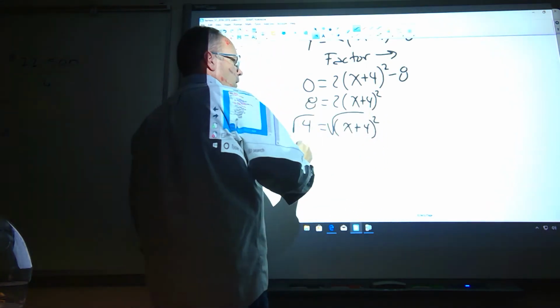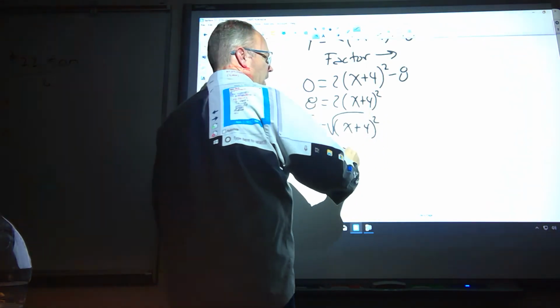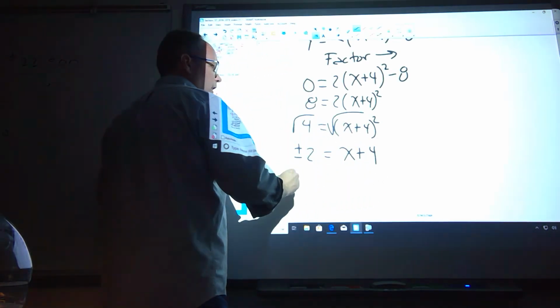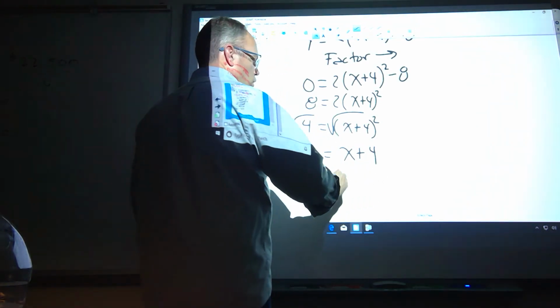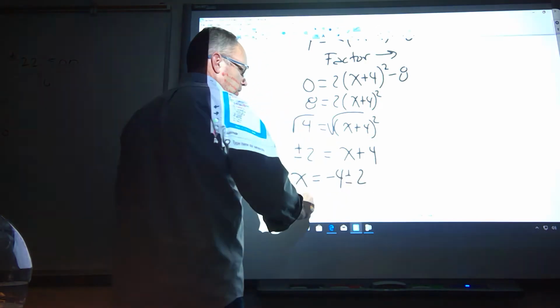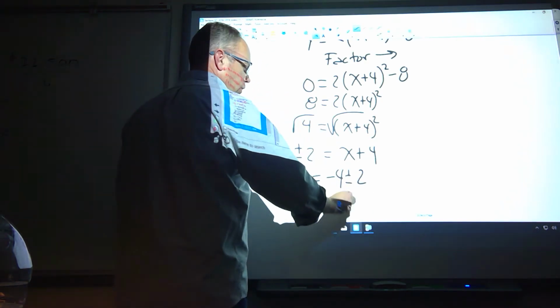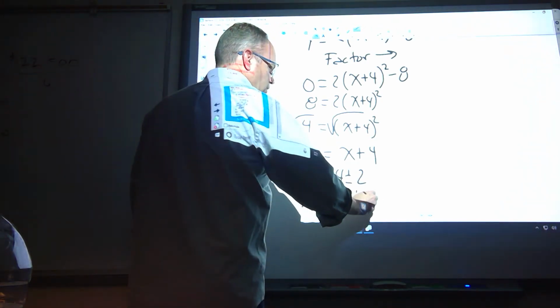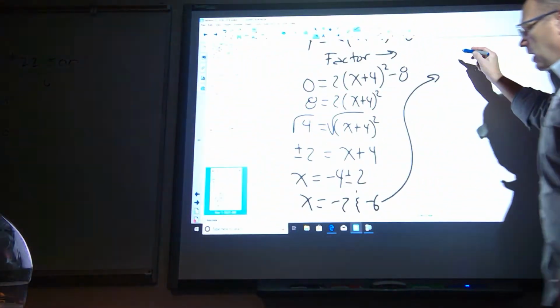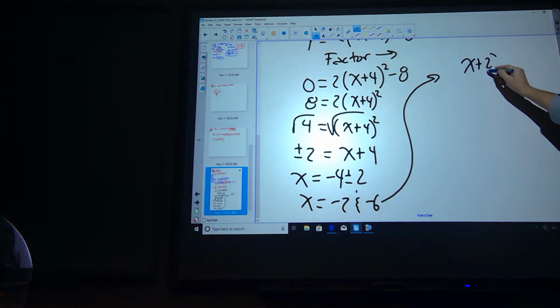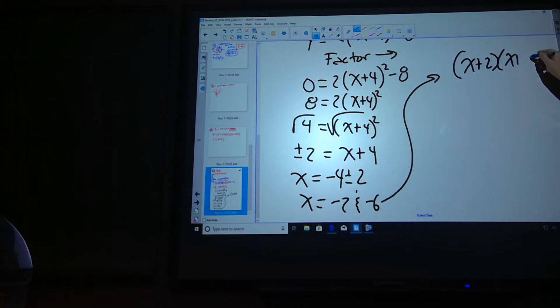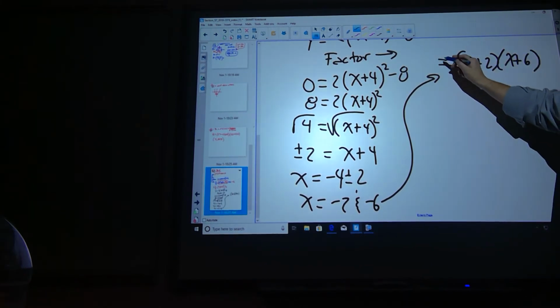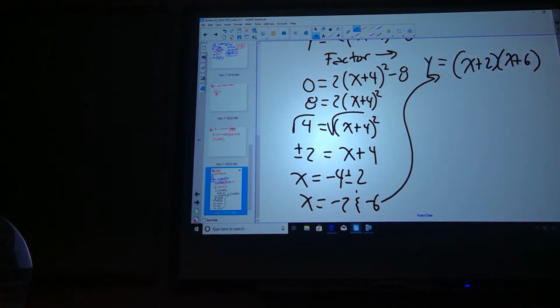Root plus or minus 2 equals x plus 4. So then I'm going to get x is equal to negative 4 plus or minus 2, which is going to give me negative 2 and negative 6, which means x plus 2 and x plus 6 is our factored form.